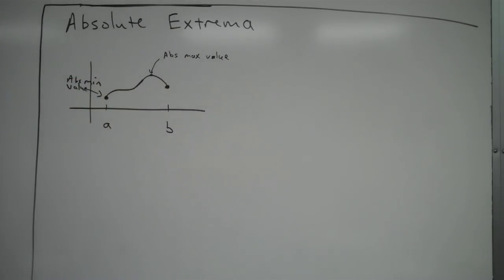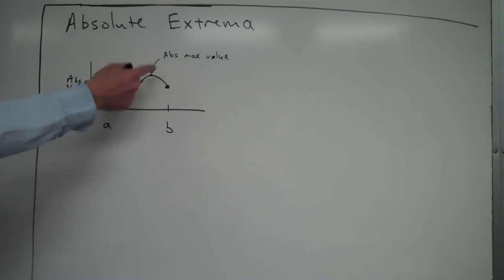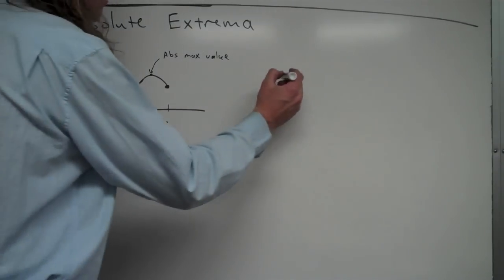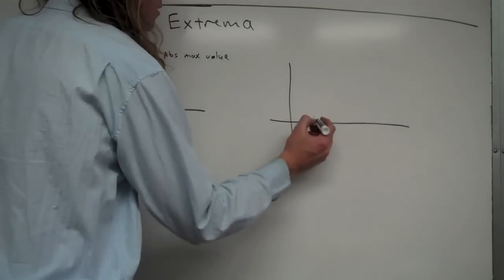Sometimes the confusion is that someone might say, oh, x equals a is the absolute minimum. Well, that is where the absolute minimum occurs, but the actual absolute minimum value is the y value at that point. So usually on an AP test they ask, what is the x value of the absolute maximum? So you would say whatever that x value happens to be, but just keep that in mind.